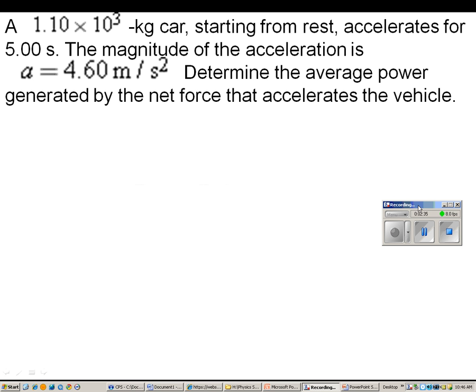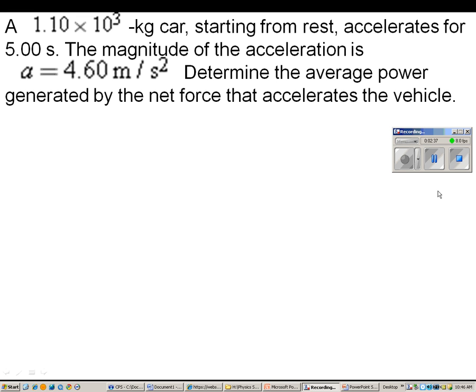An example problem would be a 1.1 times 10 to the third kilogram car starting from rest accelerates for 5 seconds. The magnitude of the acceleration is 4.6 meters per second squared. Determine the average power generated by the net force that accelerates the vehicle. So pause the video now and see if you can come up with that answer.